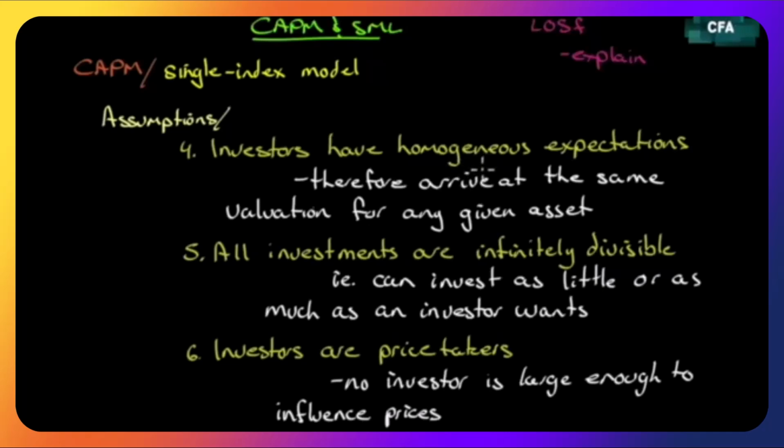Number five, all investments are infinitely divisible. Well, I think we can buy that one. That means we can invest as little or as much as an investor wants. With ETFs now, we don't have to worry about being able to buy the index in chunks. You can buy an ETF that tracks an index a share at a time if you want. So I think we can say, yeah, I like that one, or at least I have no problem with that one.